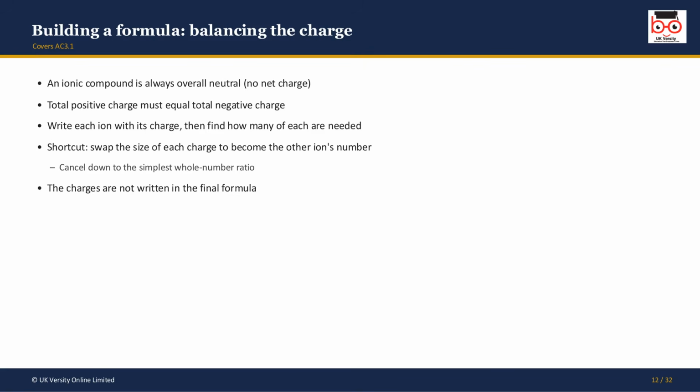Here's the core skill: building a formula by balancing charge. An ionic compound is always overall neutral, so the total positive charge must equal the total negative charge. Write each ion with its charge, then work out how many of each you need. A handy shortcut is to swap the size of each charge to become the number of the other ion, then cancel down to the simplest whole number ratio. And remember, the charges themselves never appear in the final formula.